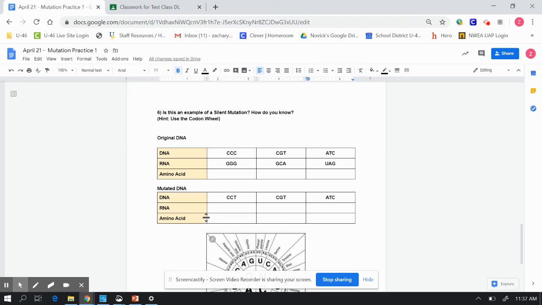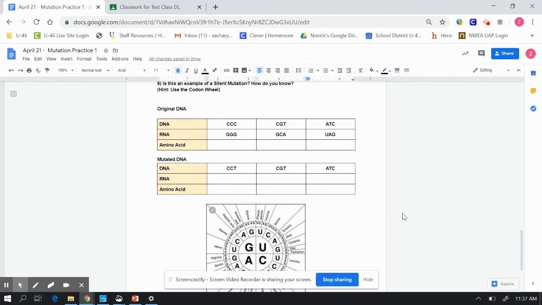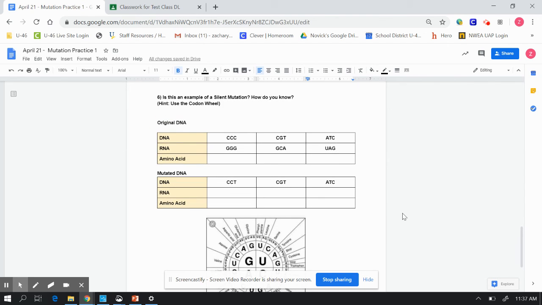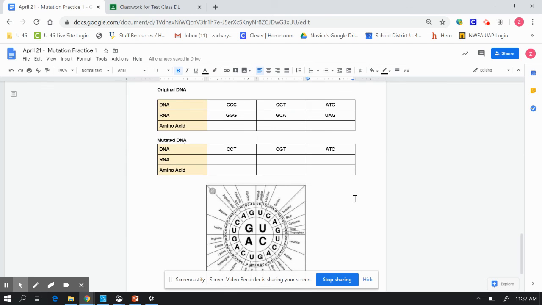Similar problem with a little less information. So this one's going to be a little more work. Again, is this an example of a silent mutation? How do you know? The transcription is done for you on the first row. In the mutated DNA, I'm going to ask you to do the transcription on your own and the translation on your own and determine, is this mutation from this DNA into this DNA a silent mutation or not?